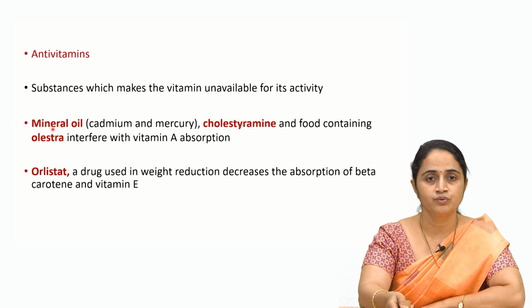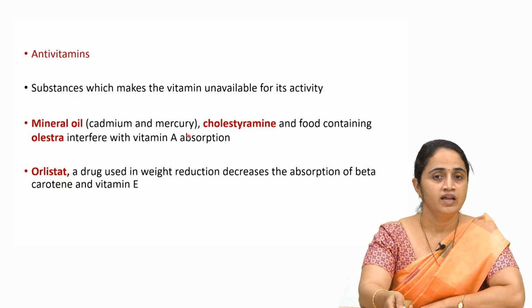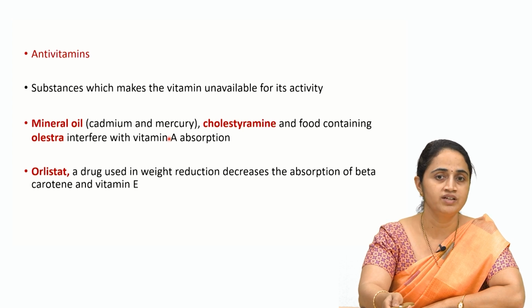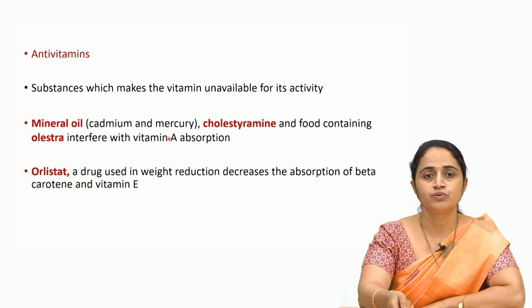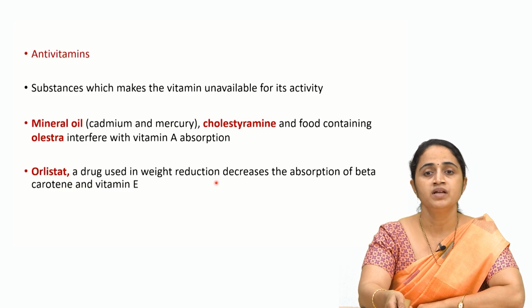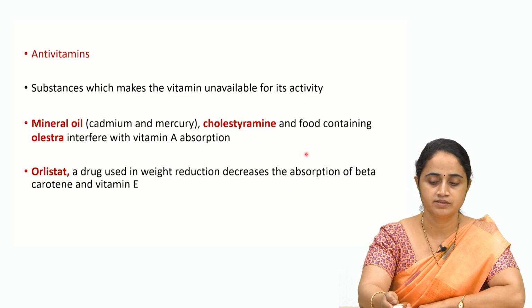They are known as mineral oils, cholestyramine and olestra, which interfere in the vitamin A absorption. If the vitamin A absorption is affected, vitamin A cannot be transported to the different parts of the body where its action is required. So, the consumption of orlistat, a drug used in weight reduction programs, decreases the absorption of beta carotene and vitamin E also. So, these are some of the compounds which can be used as antivitamins.